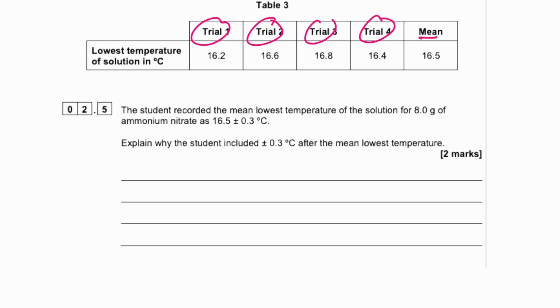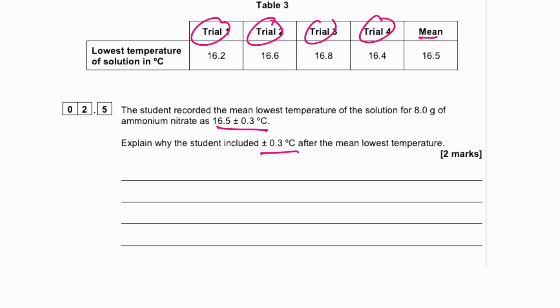So the question is asking us: the student recorded the mean lowest temperature of the solution for 8 grams of ammonium nitrate as 60.5 plus or minus 0.3 degrees. It's basically just this measurement, right? They said the mean of their measurements was 60.5, and they've added this plus or minus 0.3 degrees Celsius, and that is what the question is zeroing in on. Do we understand what that plus or minus means? Explain why the student included plus or minus 0.3 degrees Celsius after the mean lowest temperature.